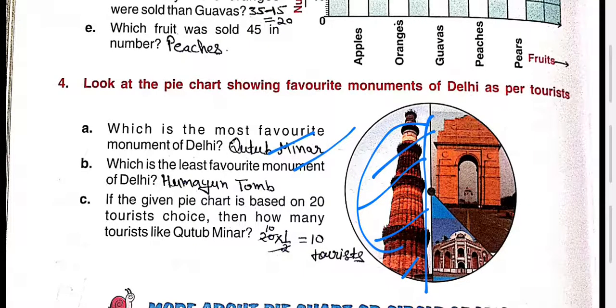Which is the least favorite? The least favorite is covered by this Humayun tomb. There is a small figure here. What is the name of this figure? Humayun tomb. So you have to write Humayun tomb.